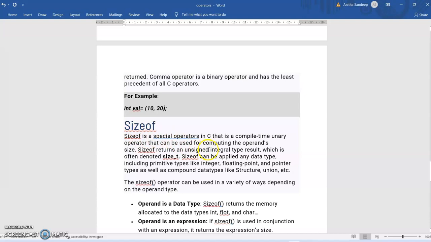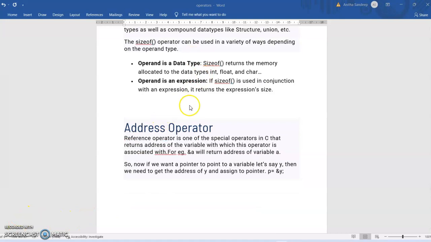So sizeof operator is a special operator which returns the number of bytes required for the corresponding data type. This sizeof operator returns the number of bytes based on the machine. So if the operand for the sizeof operator is integer, it returns the number of bytes required to store an integer data. If the operand for the sizeof is an expression, then it returns the expression's size.